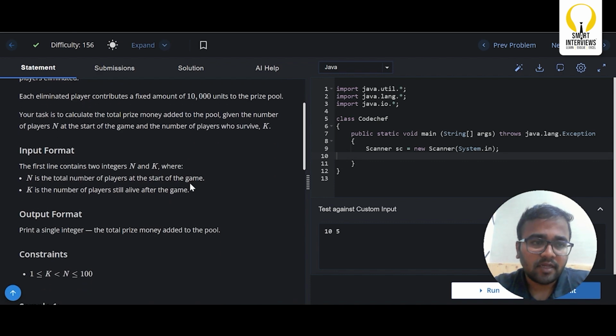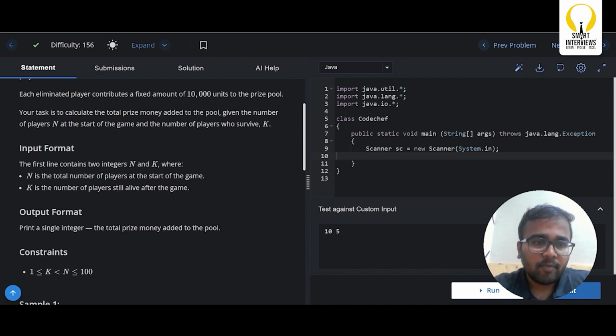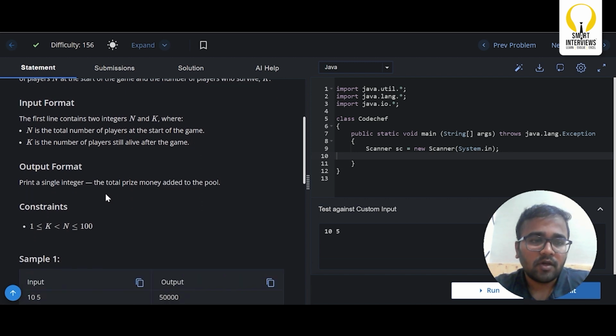Let us understand the input format. The input contains two integers n and k. N is the total number of players at the start of the game. K is the number of players still alive after the game. So these are the players who are going to survive at the end of the game. Now the output, we need to print a single integer, the total prize money added to the pool.